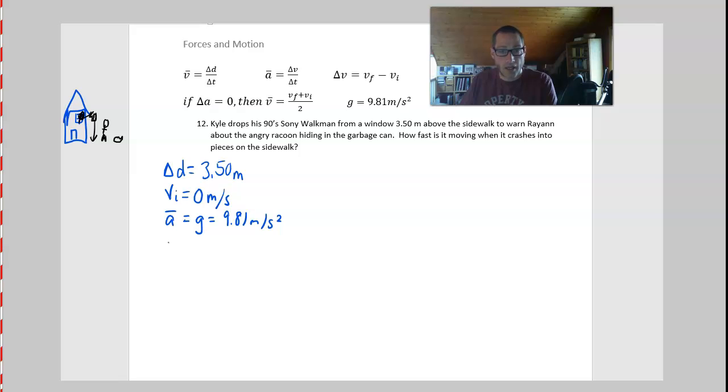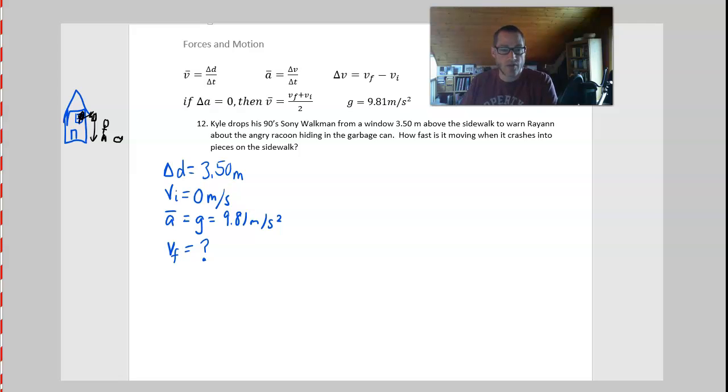Okay, and the last thing is, how fast is it moving when it crashes into the pieces? Now, you might be a bit confused here because sometimes you're thinking, okay, it just crashed, so obviously it's not moving at all. So the final speed is 0. And that's true finally, like whenever all the dust settles, yeah, it's moving at 0 meters per second. It's just there on the ground. But we're talking about just as it hits the ground, and so that speed there is not 0. It's what we call the final speed. And we don't know what that is. So that's how fast it is moving when it crashes to the sidewalk.